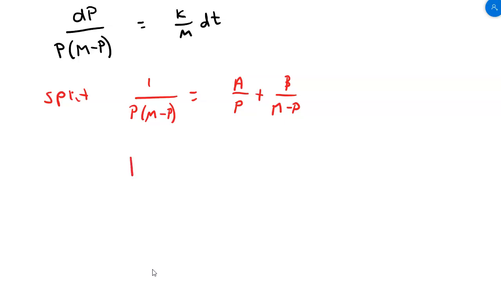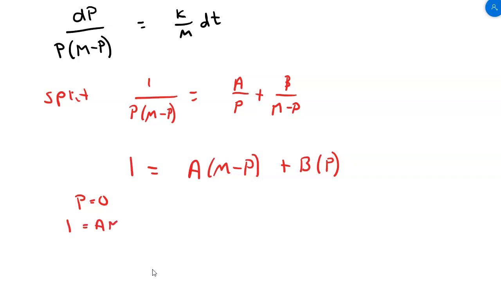Let's multiply both sides through. I get 1 equals a times m minus p plus b times p. Okay, and so I'm going to use that little trick that I used back when we did partial fractions the first time around, which is the first thing I'm going to do is let p equal 0. If p equals 0, that wipes out that second piece, and I end up with just 1 equals a times m, and a is 1 over m.